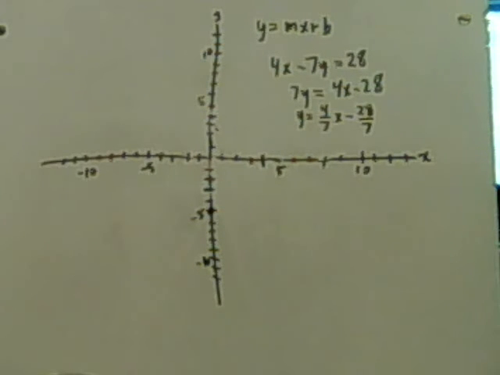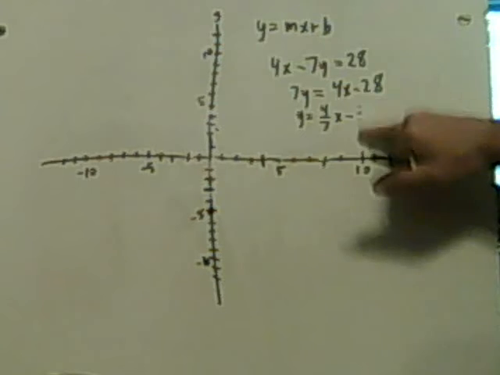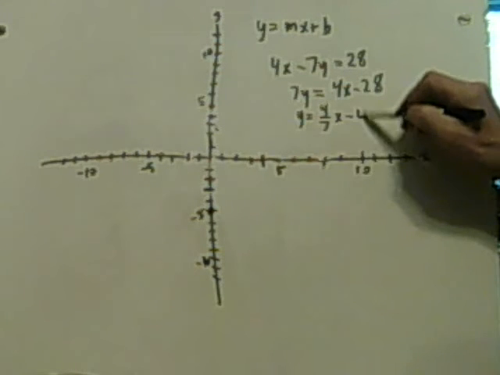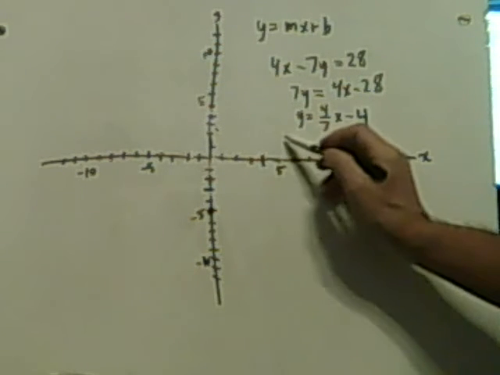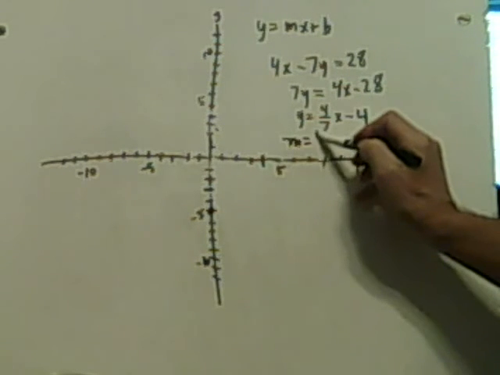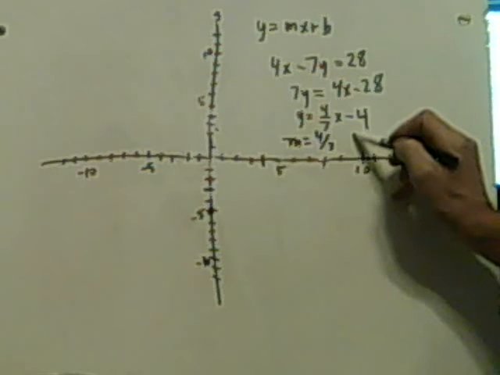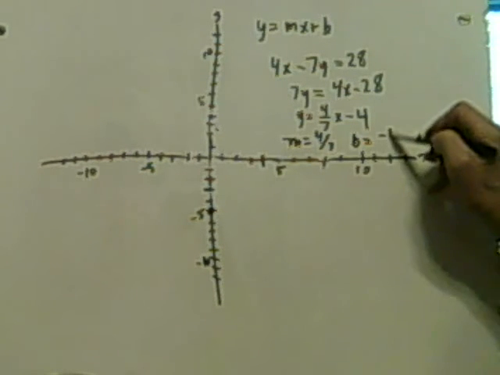Okay. Now, 7 times 4 is 28, so this is actually 4. So m, well, that's the slope, it is 4/7. The y-intercept is negative 4.